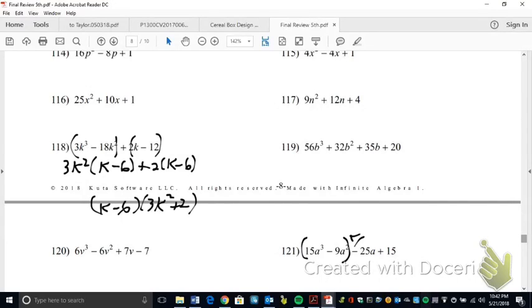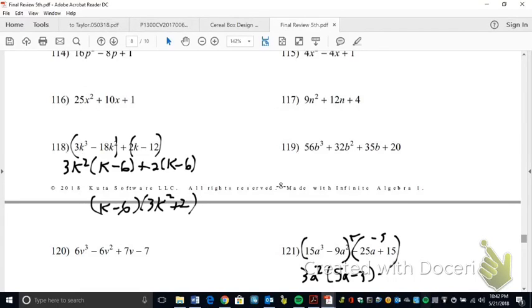Now, I'm going to do 121 to show you how we treat that negative. So we're not going to go minus 25a plus 15. What we're actually going to do is go plus a negative 25a plus 15. So we have that 15a cubed minus 9a squared. Between the 15 and the 9, the greatest common factor is a 3. And then between the a cubed and the a squared, how many a's can we pull out evenly from both? 2. So we have 3a squared, and then what's left over? Well, 15a cubed divided by 3a squared is 5a. 9a squared divided by 3a squared is 3.